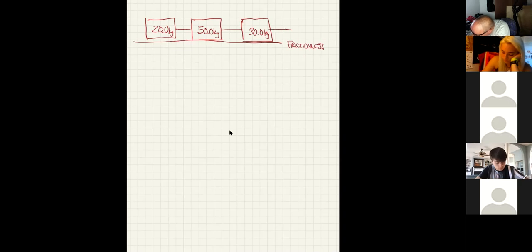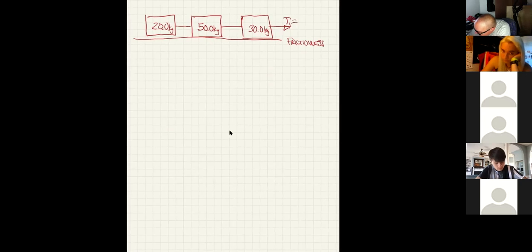But there's a rope right here, tension T1 is equal to, let's say, 100.0 newtons. I'm going to call this tension T2, and I'm going to call this tension T3. And what I want to know is, A, what is the acceleration of the system?